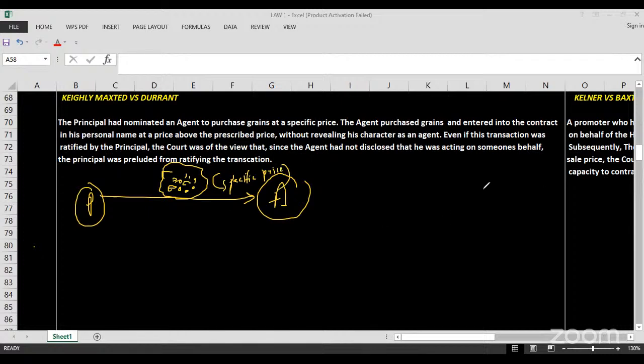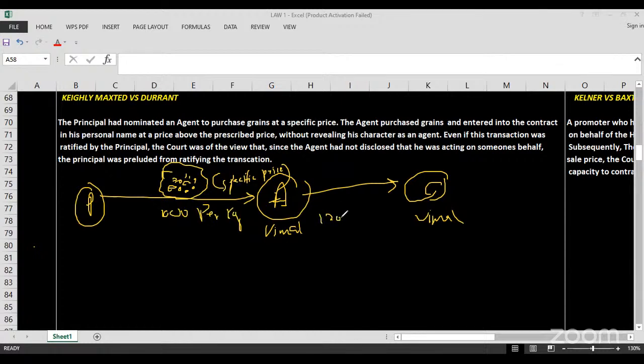The agent purchased grains and entered into a contract in his personal name at a price above the prescribed price. Let's say he's buying from a person, C, in his own name. Let's say his name is Vimal. In the contract he's going as Vimal. The principal had told the agent to purchase at a specific price, let's assume 1000 per kg, but Vimal purchased at 1200 per kg.